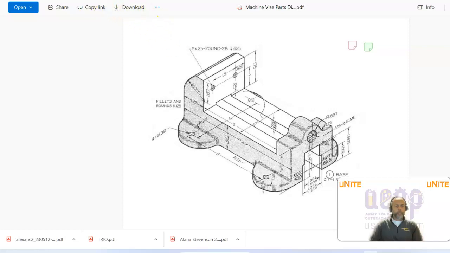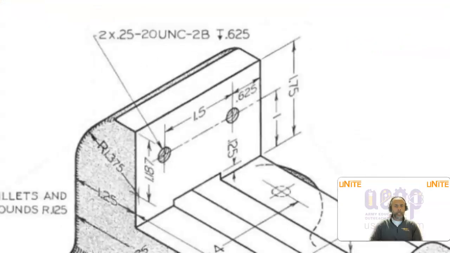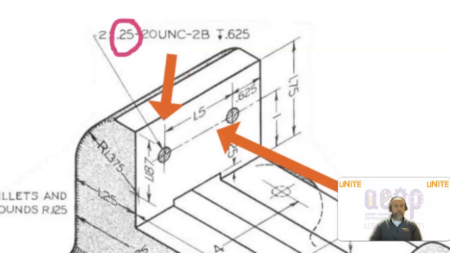The next feature we will add will be the threaded holes that are on this surface. And those threaded holes have a diameter of 0.25. Those holes will be created on this surface of the part. So we will use center points in order to locate the centers for each of these holes.